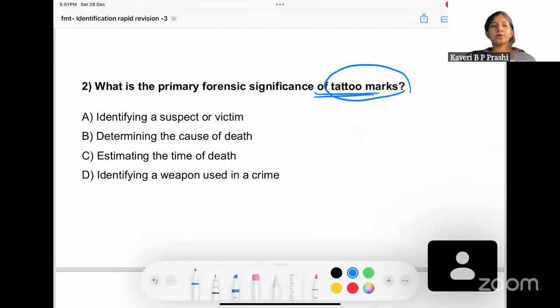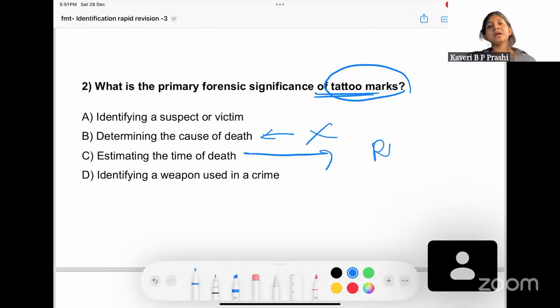So the question is about tattoo marks. Let's look at the options: identifying a suspect or victim, determining the cause of death, estimation of time since death, identifying a weapon used in the crime. What is the answer? Is it to determine the cause of death? No. By looking at a tattoo mark, you cannot tell the cause of death. Estimate time since death? No.